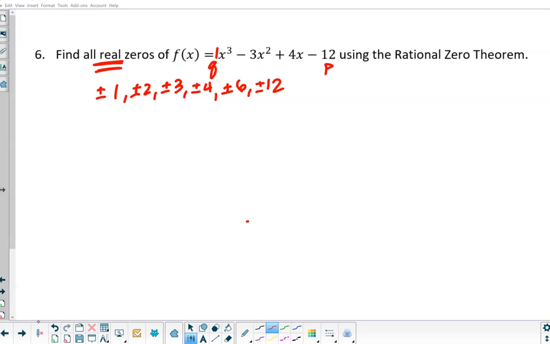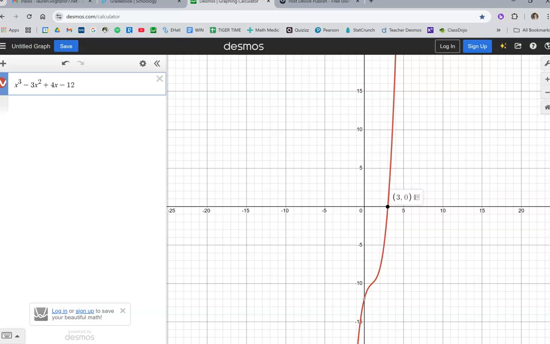So if you go to Desmos, and I'm going to show you that here, I typed that in, and you'll see where it crosses the x-axis. That's what we're looking for. We're looking for zeros. So it crosses at 3. So that is going to be one that should give me a remainder of 0. So this is a way to help you narrow down your list.